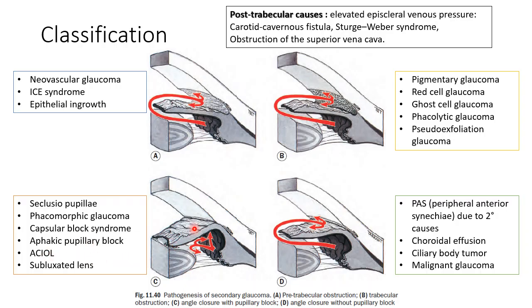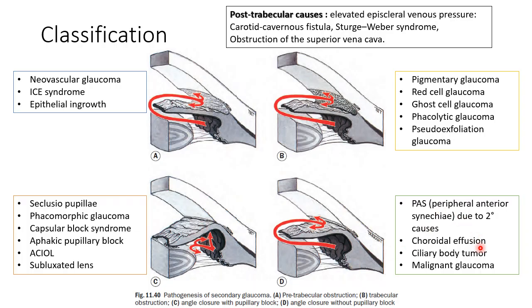ACIOL can cause pupillary block. The ACIOL is present here in the anterior chamber. So what happens is that the pupil is actually going to stick to the posterior surface of the ACIOL over here. The lens lies here, no? So again, the aqueous cannot come forward. And of course, a subluxated lens. So that's pupillary block mechanisms.